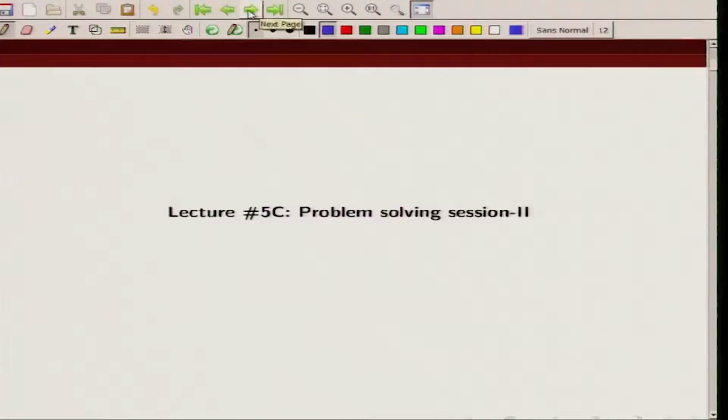Welcome to the course on error control coding and introduction to convolutional code. Today we are going to continue with some more problems related to convolutional code. Let us solve some more problems and then we will move to our other topic.